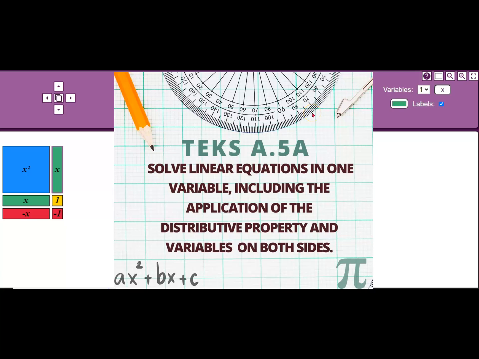Hey guys, my name is Ms. Lopez, and today we're going to be covering TEKS 8.5A, Solve Linear Equations in One Variable, including the application of the distributive property and with variables on both sides.